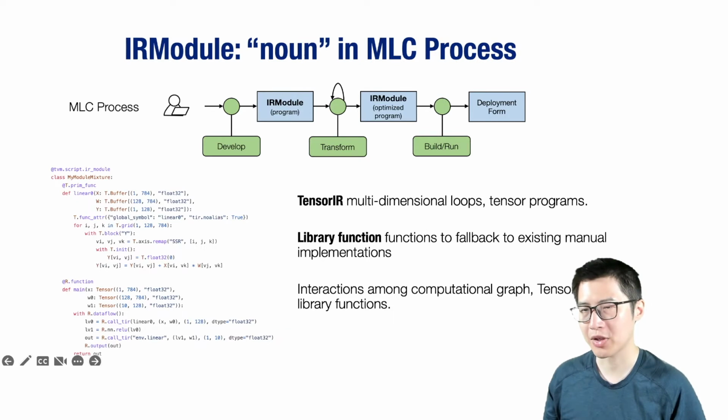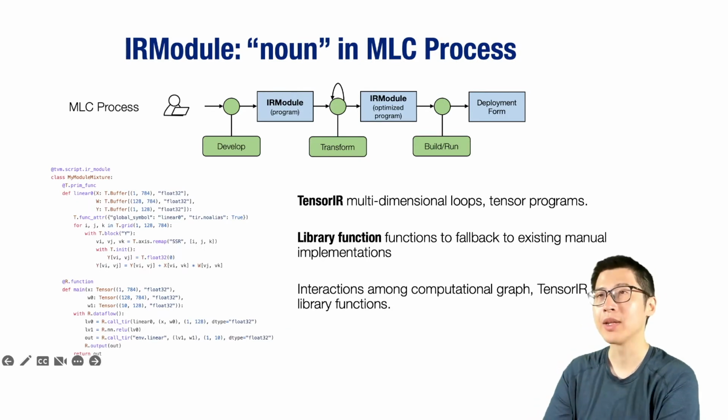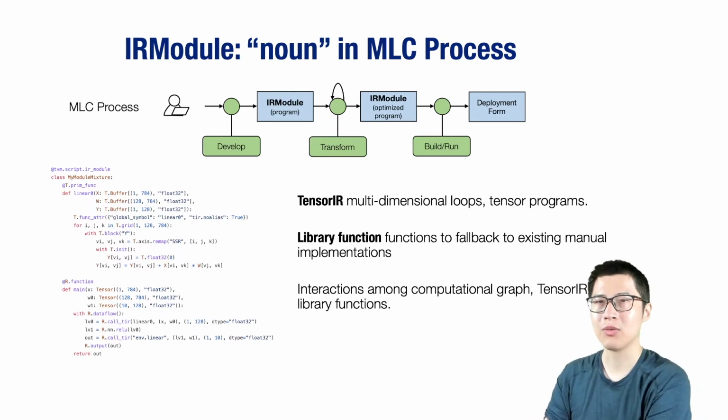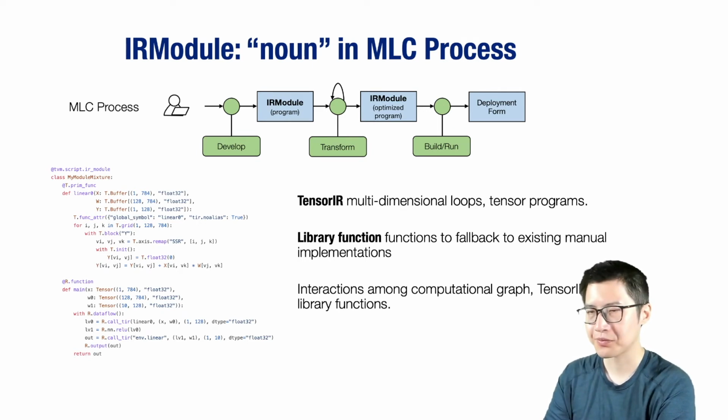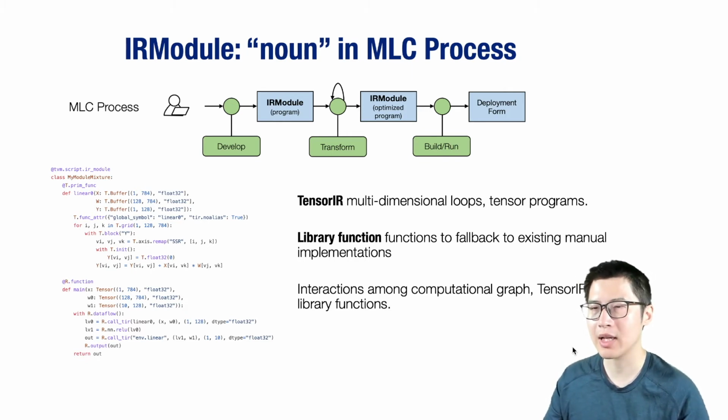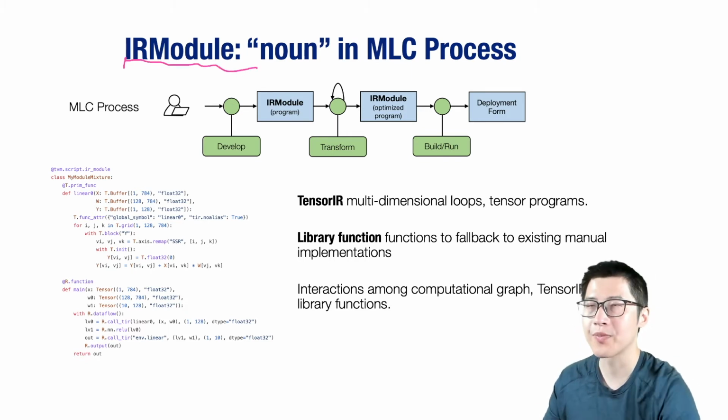When we talk about MLC transformations, there are two things we want to think about. The first thing is the noun, right? So what is the input and output of each transformation? Throughout this lecture, we have focused on the noun, what we call the IR module.